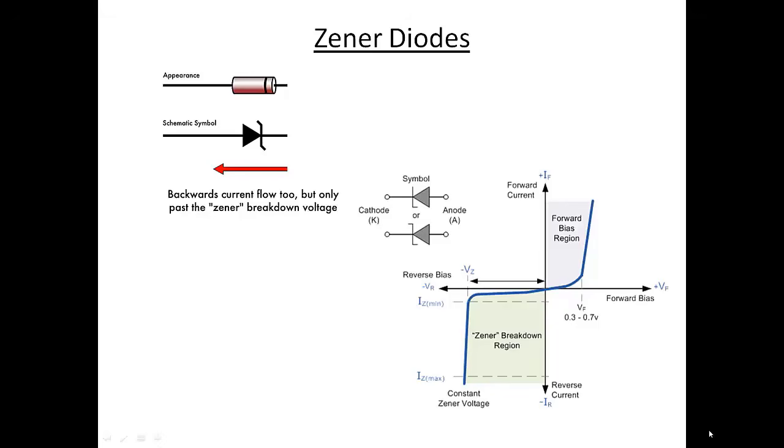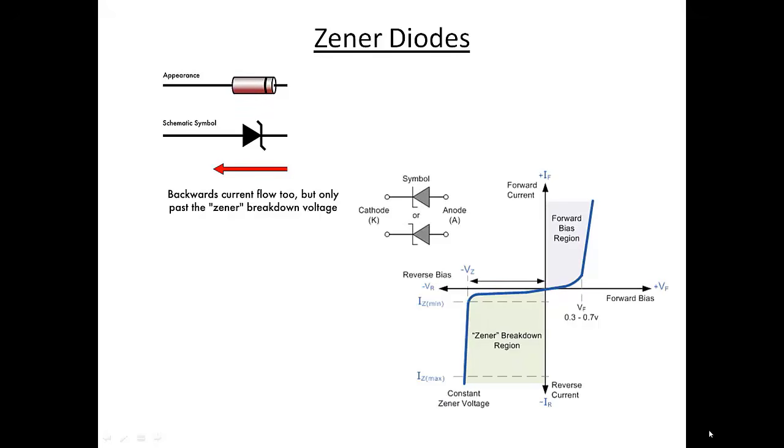Zener diodes are used to set specific voltages and are manufactured with a specified voltage associated with the breakdown. You can buy Zener diodes anywhere from 1.8 volts to 60 volts. Because the Zener voltage is a reverse breakdown voltage, current flows through the Zener from the cathode to the anode.